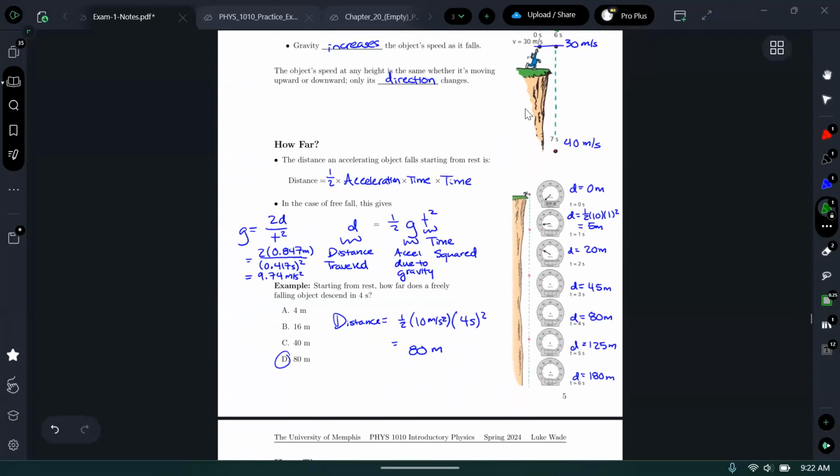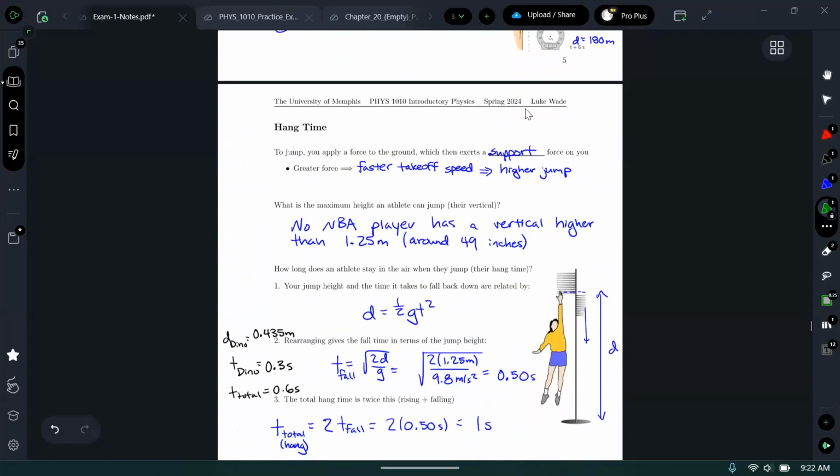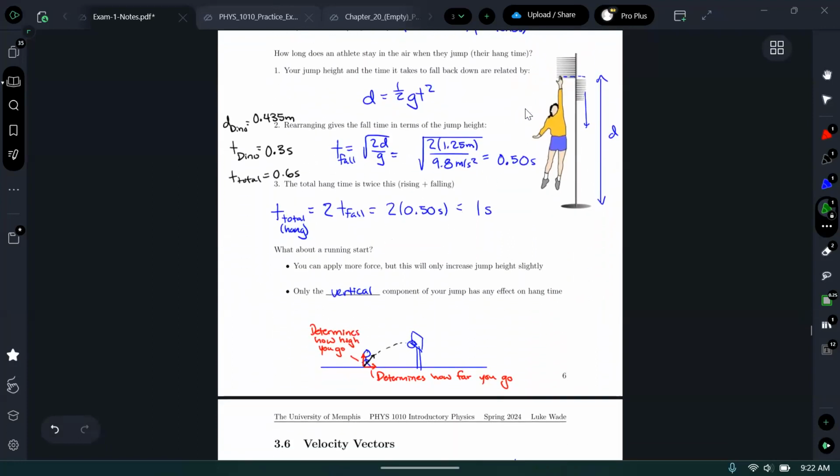There might be one distance question, and that's really just this formula, which you're given on the exam. So it's just remembering that that's where you go to find how far something has fallen if it is in free fall. Hang time is not on there.